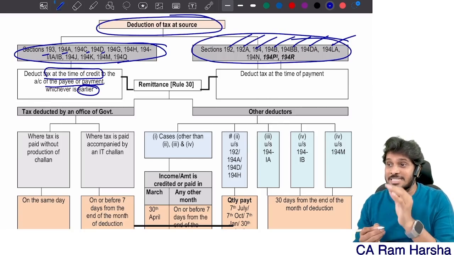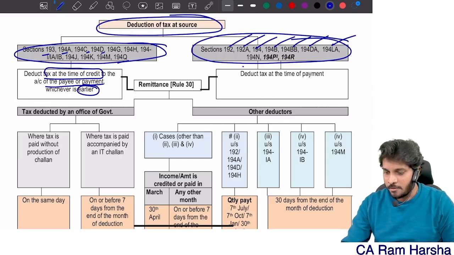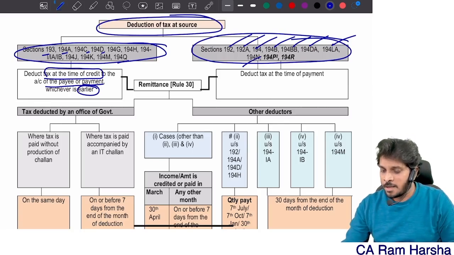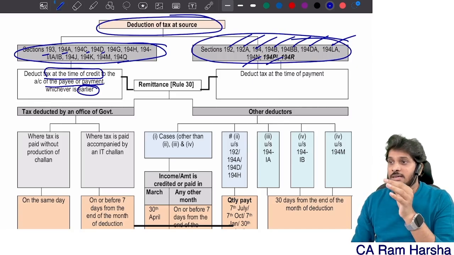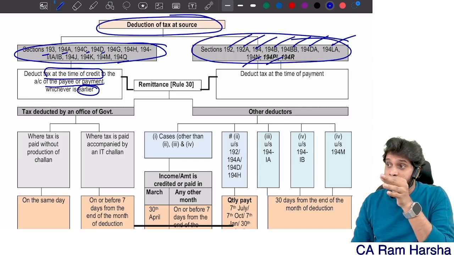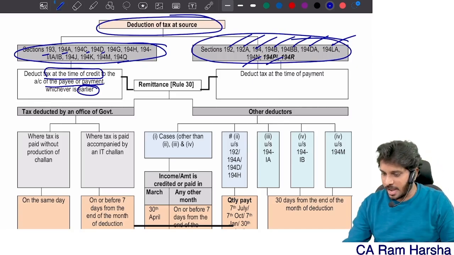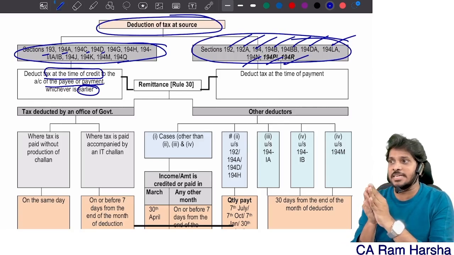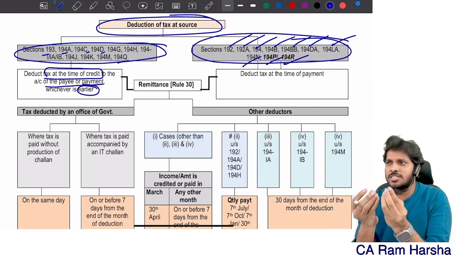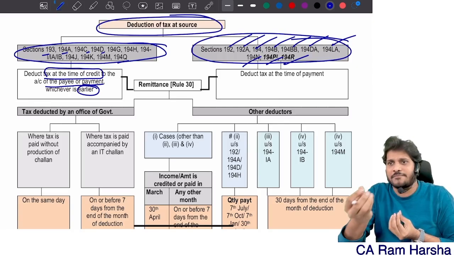194LA, compulsory acquisition of agriculture land. 194N, 194P, pension income for a specified senior citizen. And 194R, perquisite, which is received by business people or professionals.